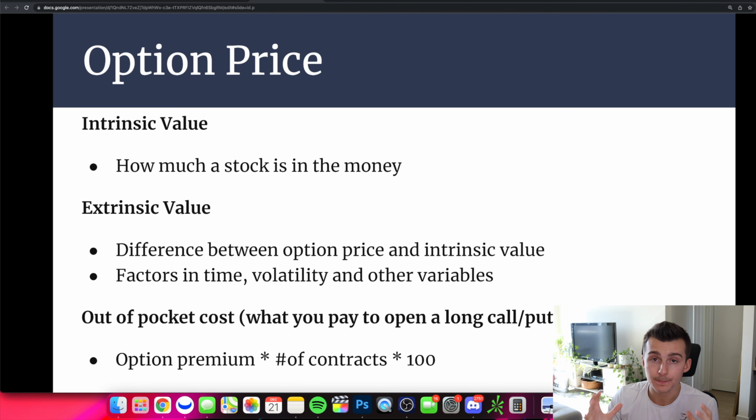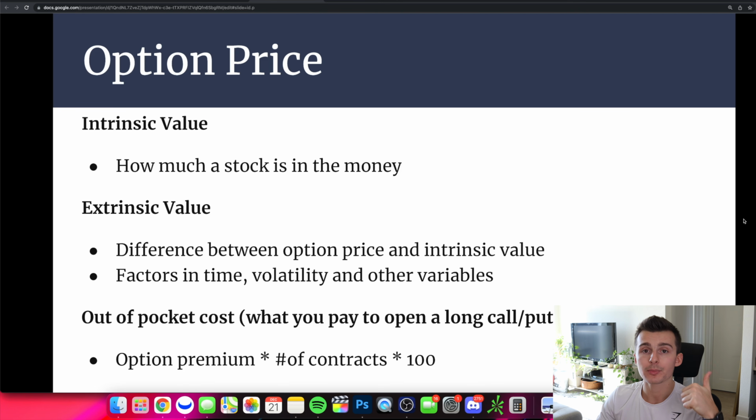Now, another key point that we also want to make: what is it going to cost you to buy an option, okay? Your out-of-pocket, your out-of-account cost, what you're going to pay to open a long call or a long put. Now, we say long call, long put, but what that means is that we're buying a call or buying a put. That's simply it. When you're buying a call, you're bullish if that's all you're doing. If you're buying a put, you're bearish if that's all you're doing.